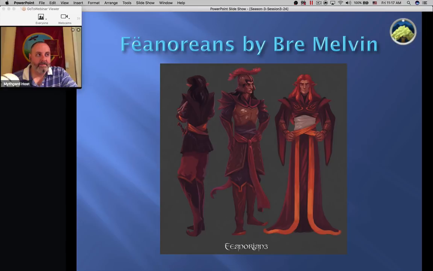So, Feanorians are always red. This is the rule. And it fits the personality. It fits the whole fire motif that we have. We actually know they had red plumes. Red is associated with not necessarily bad people, but maybe in general aggression.